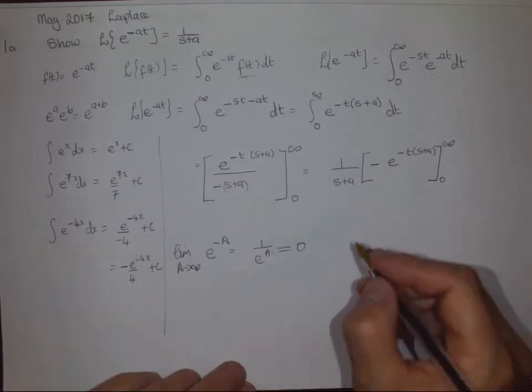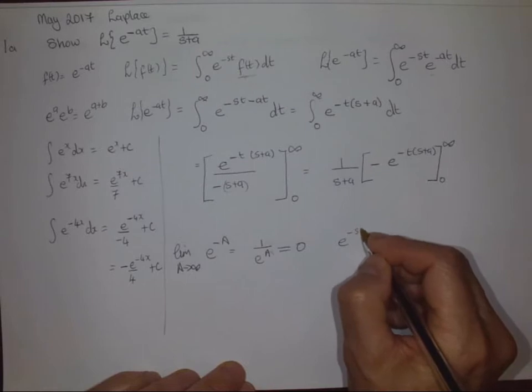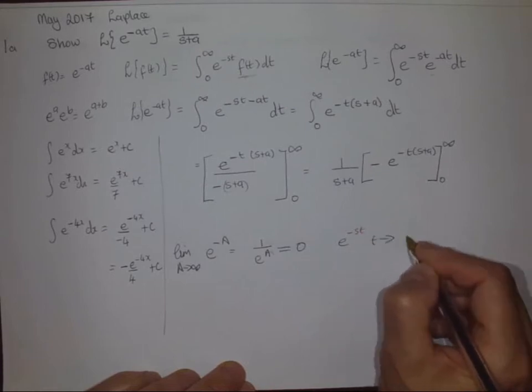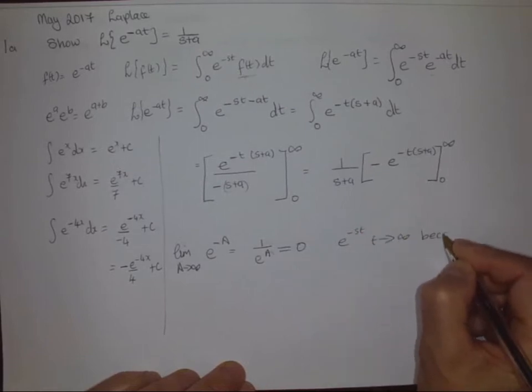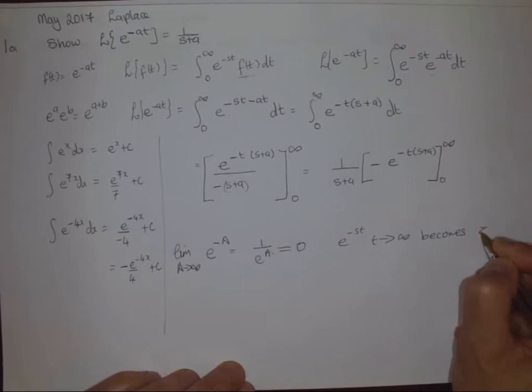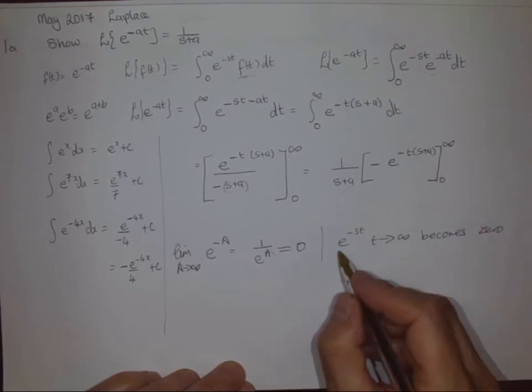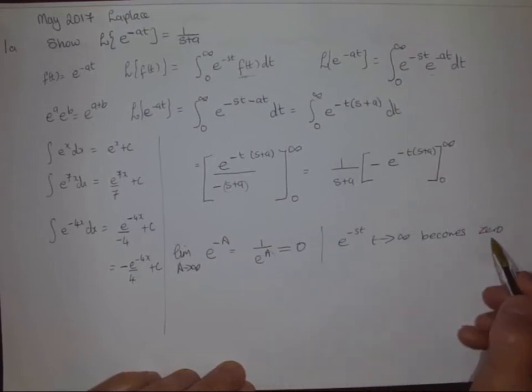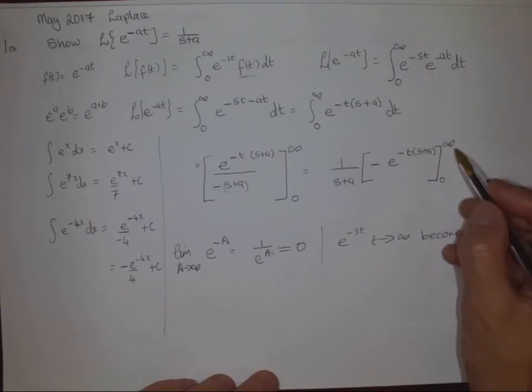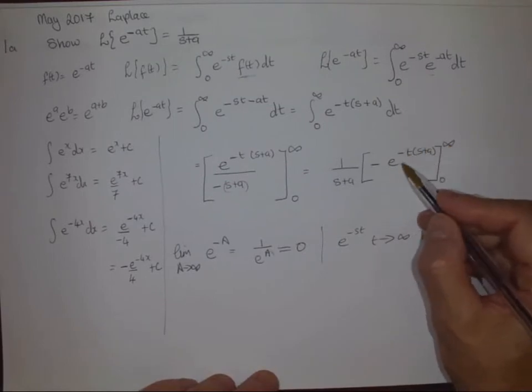So if you can just remember, e to the minus st as t tends to infinity becomes 0. So if you put infinity in there, that's going to be 0.